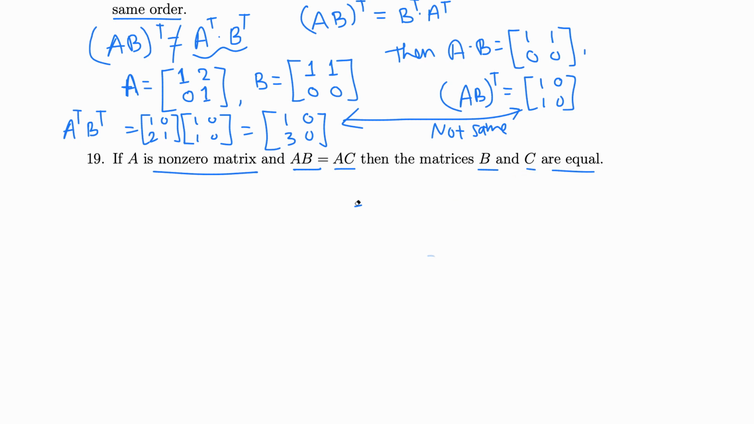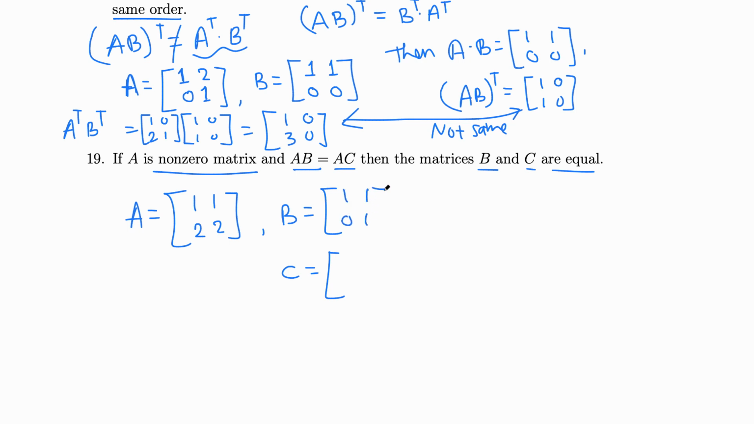So let's do it. Let's say A is 1 1 2 2. Now you can take B and C, anything. B is, so A times B should be the same as A times C, right? Now we need to come up with good examples here, so we need to think carefully. When we multiply A and B, that should be the same as A and C. Let's take, I don't know, this one is tricky, so 1 1 0 1, and I'll come up with C.